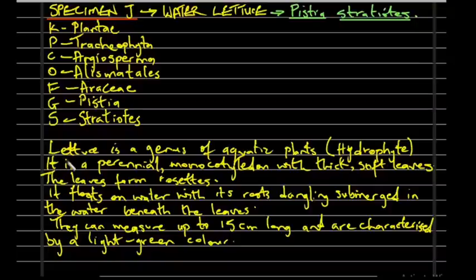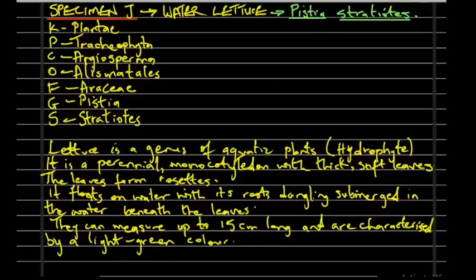So this particular water lettuce that we're talking about is a perennial monocotyledon with thick soft leaves, and the leaves form rosettes. I'll tell us what the rosettes are shortly. Now they float on water, having their roots dangling submerged in the water beneath the leaves. That is how you find them, and they can measure up to about 15 centimeters long, and they are characterized by light green color. These are some characteristics of this particular crop.